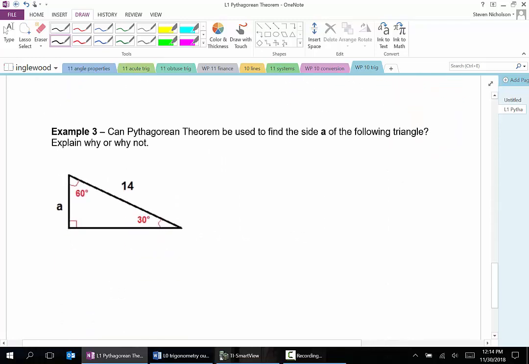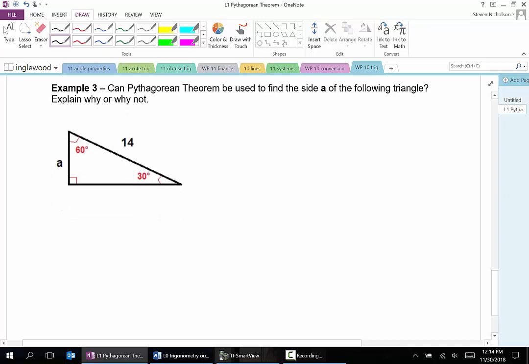Okay, one last example. This isn't an example of doing Pythagorean theorem. It's a simple example of can you find side A using Pythagorean theorem. So first of all, what has to happen to use Pythagorean theorem? Well, we have to have a right triangle. And in this case right here, we do have a right triangle. So this is looking good. But in order to use Pythagorean theorem, you not only need a right triangle, but you need two pieces, you need two sides.